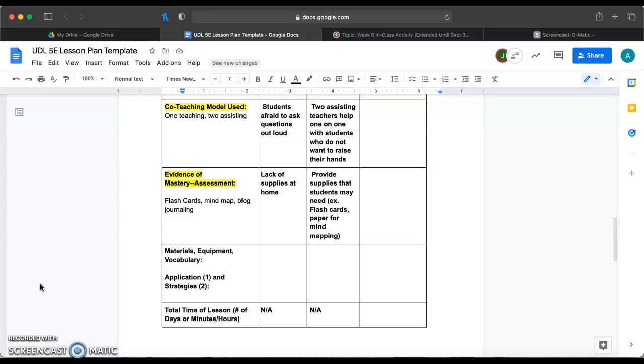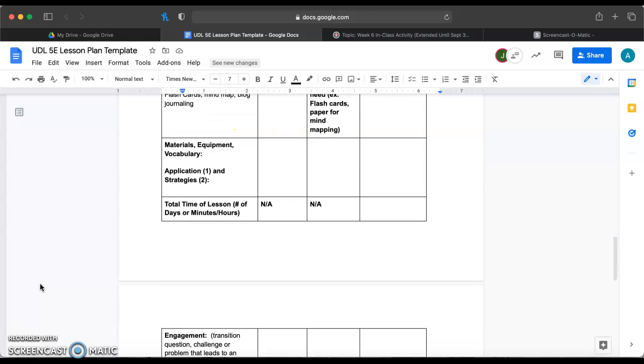Some barriers that we may encounter with this is going to be lack of supplies at home, especially with our demographics. Even though the school that we have picked is in Clovis, we do have some students who come from all over the valley, so they might have a lack of supplies at home. So we're going to be able to provide supplies to students that they may need. We can provide the flashcards, we can also provide the paper for mind mapping, and of course for the blog journaling. If a student does choose to do that, we would just make sure that they have access to the internet or access to Google Drive.